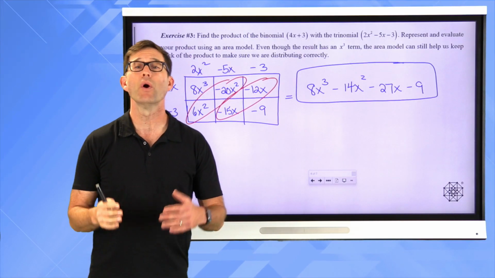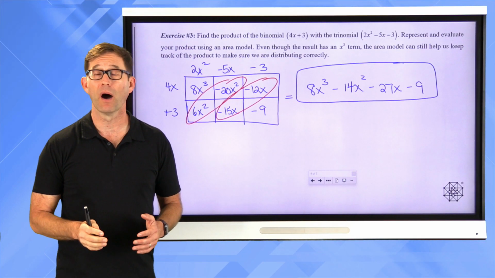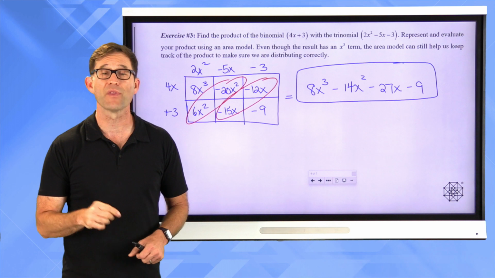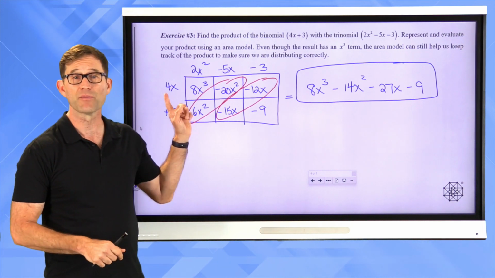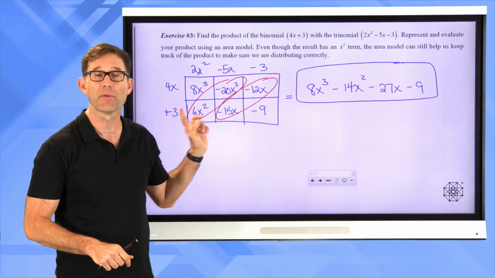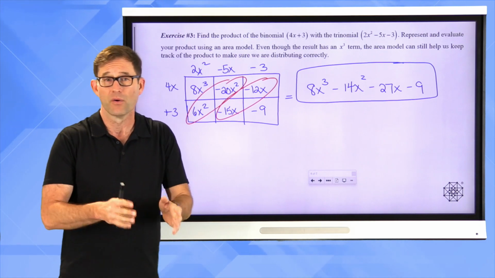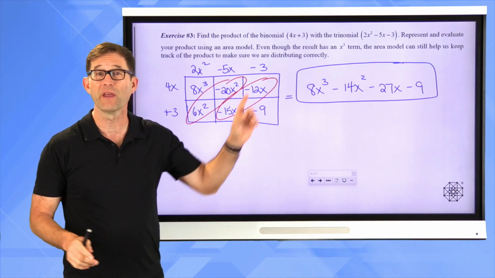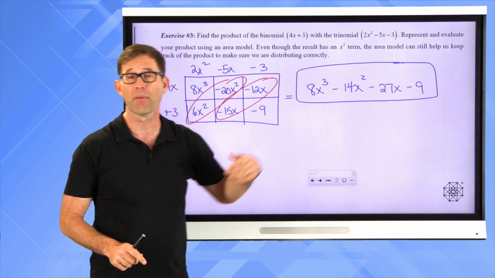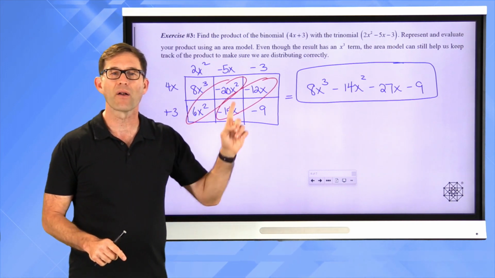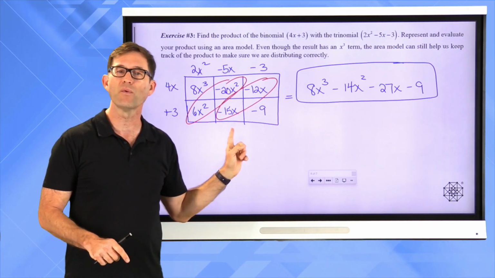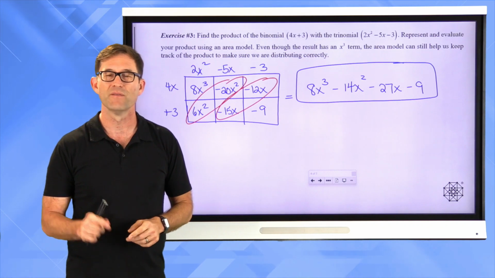All right, so simple enough with an area model. And again, you could definitely multiply these without an area model. You could first multiply everything by 4x, then multiply everything by positive 3, right? Distribute the 4x and the 3 both to this trinomial and then combine like terms. I love the area model though because those like terms always end up being along the diagonal. Very, very nice.